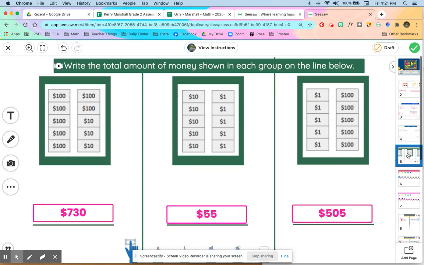For the next page, there was money. If they didn't put the money sign, I didn't worry about it for this test. I more so wanted to see that they could count up the amount that was given in the frame. So those were the answers for that.